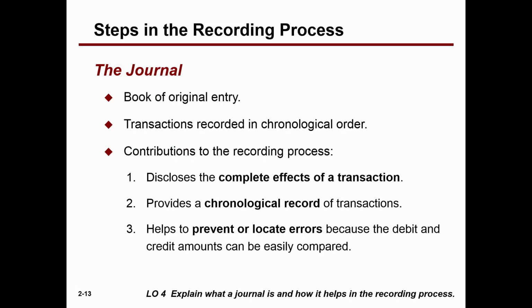The journal, another name, is sometimes called a book of original entry, maybe because this is the first place you'll see the debits and the credits being recorded. So all the transactions are recorded in chronological order. So this journal is almost like a diary of your business. Everything happening to the business is recorded in the order it happens. First thing first, last thing last.